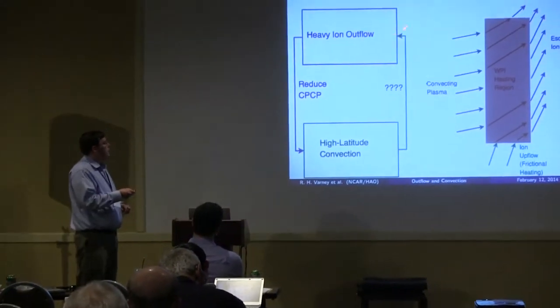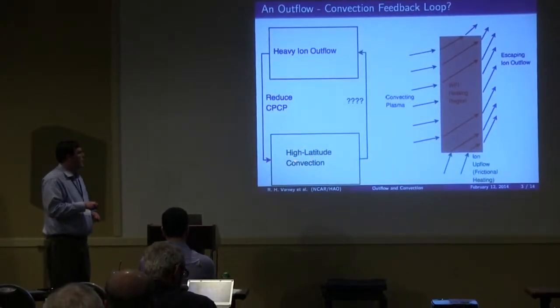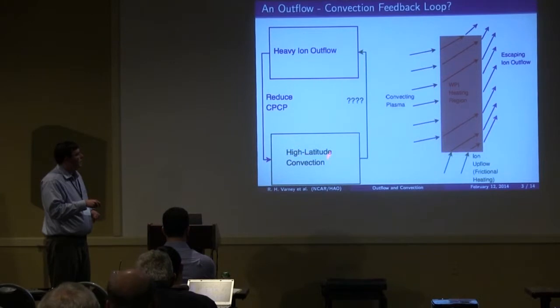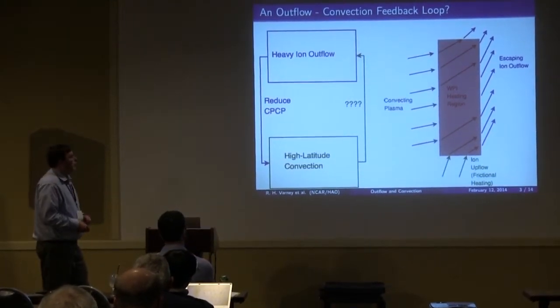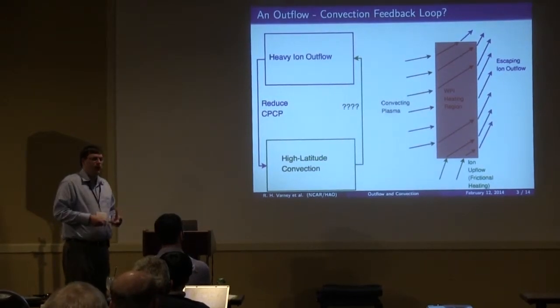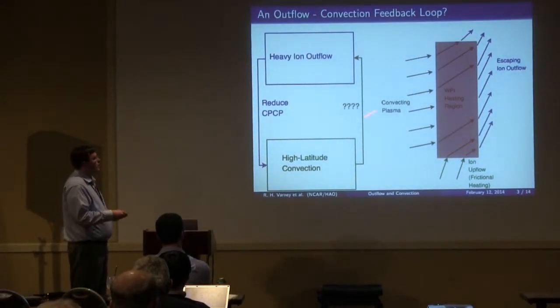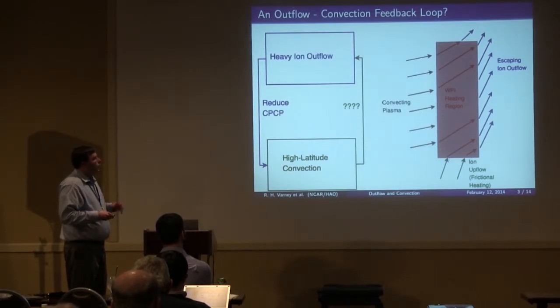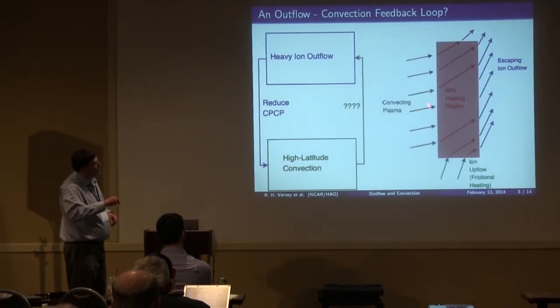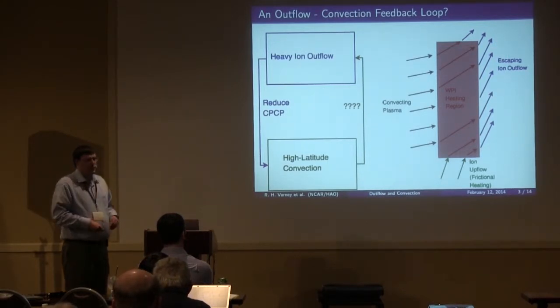If you have heavy ion outflows changing the high latitude convection pattern, how does the high latitude convection pattern then feed back and change the heavy ion outflows? I'm going to focus on outflows coming from the cusp region that are energized by wave-particle interactions. If you have a narrow region of wave-particle interactions, in quasi-steady state, the outflow coming up and out of that region is limited by the plasma access into that region.